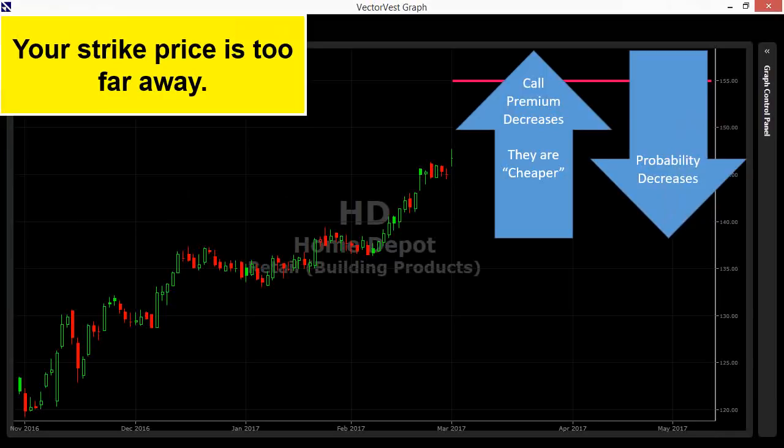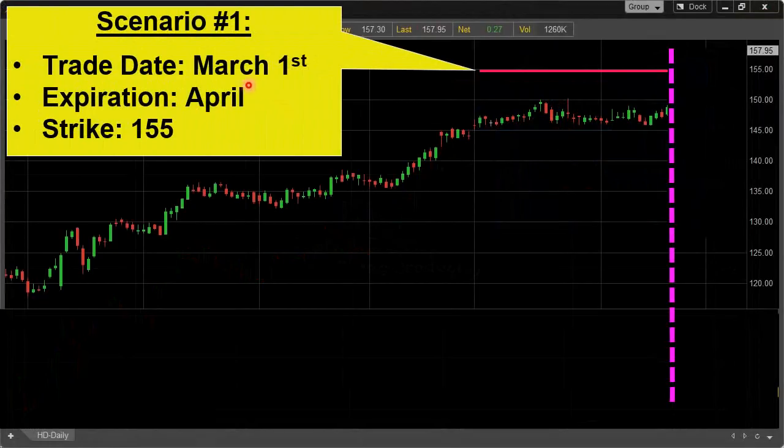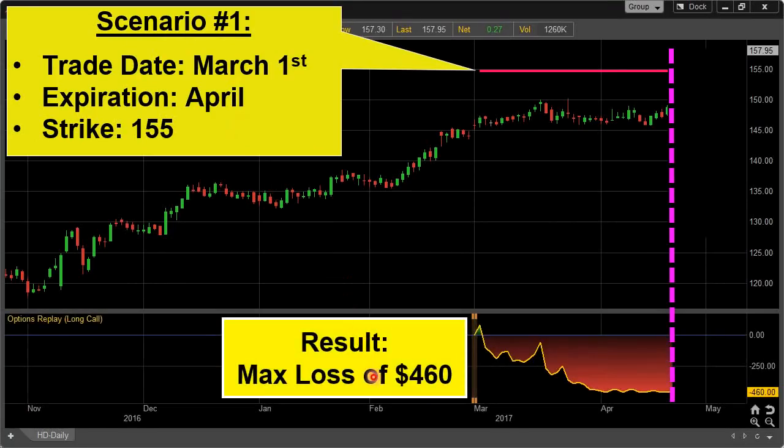So we're going to take a look at Home Depot here. The exact same stock, the exact same trade date, right? The only difference will be the strike we choose and the expiration. So here's scenario 1. Trade date is March 1st, but we're choosing an expiration that's too close and a strike price that's too far away. This ends up being a death by paper cut. You just lost $460. All right? People let it expire worthless, and they're like, oh man, I just lost $460. That's all right, I'll go do another one. And they lose $460 again, and they lose $460 again.